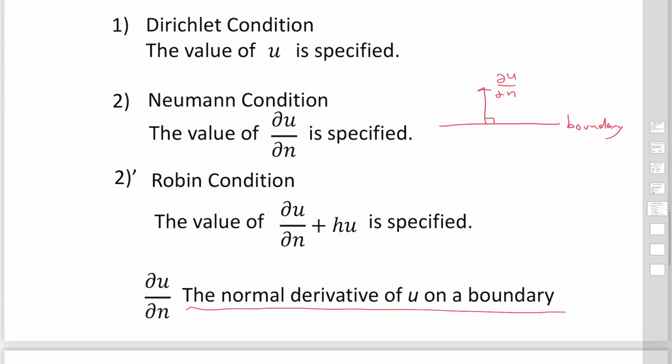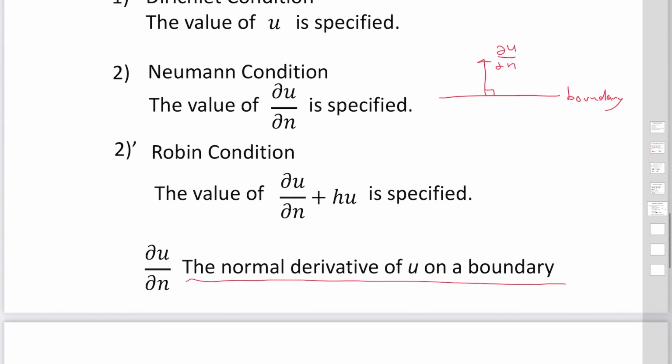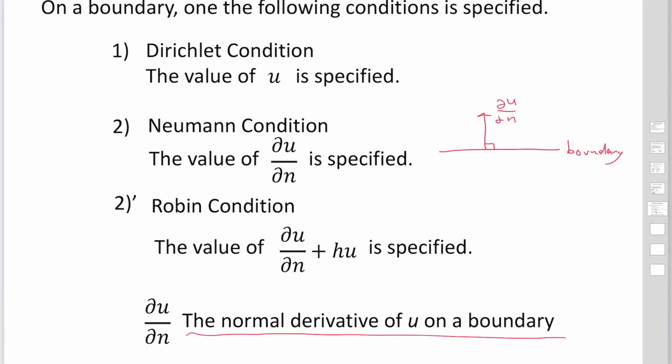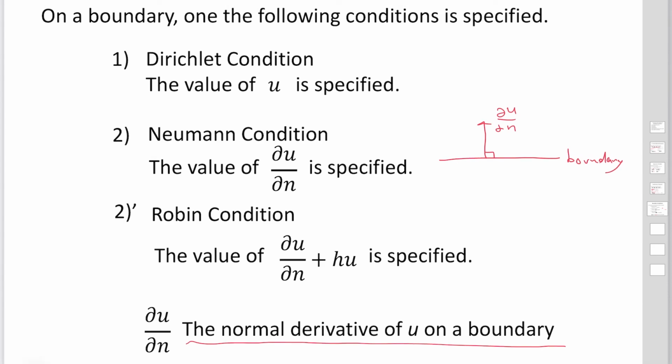Last case is a sum of the first and second conditions, the Robin condition. The value of partial u partial n plus h u is specified. h is a constant value. When we solve the partial differential equations, boundary conditions always have to be specified. This is the end of the first section.